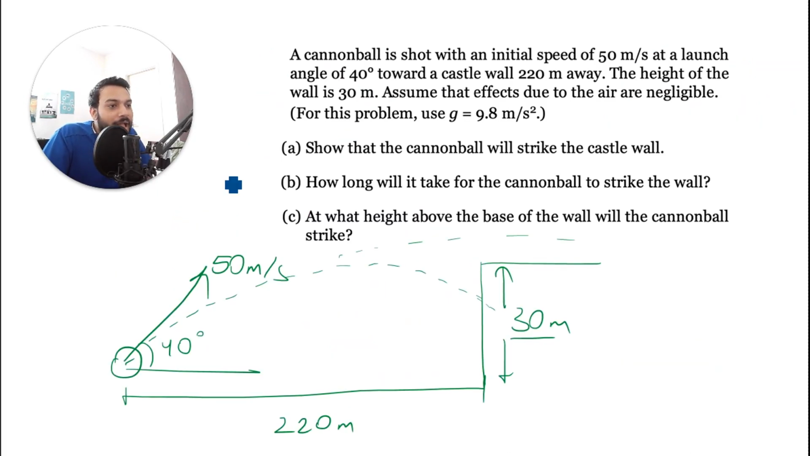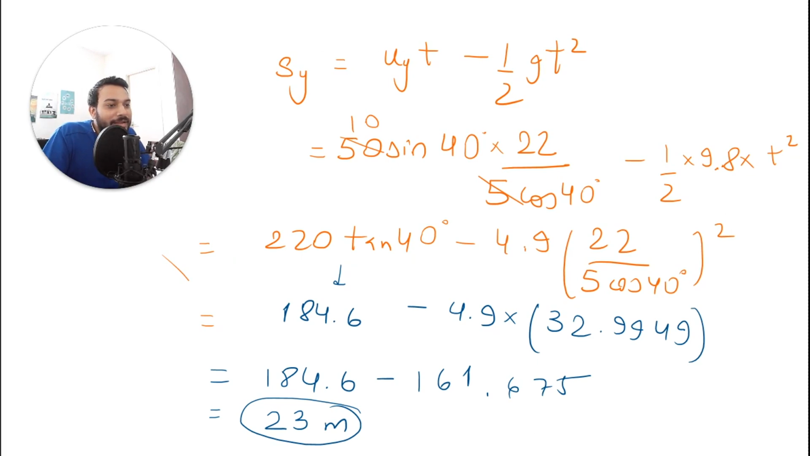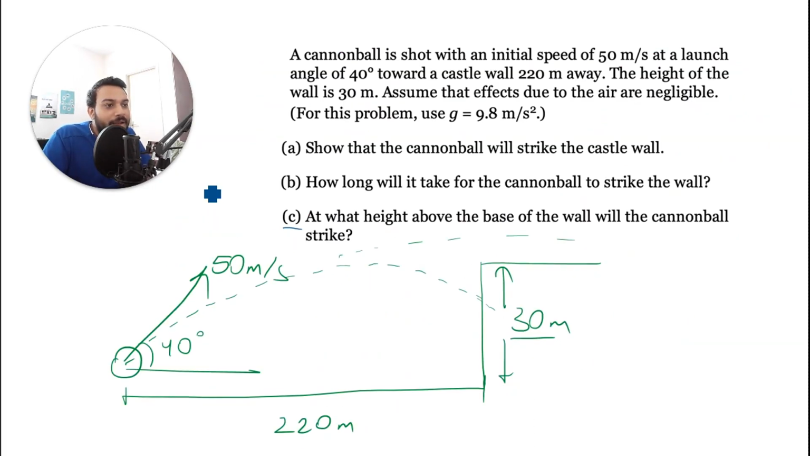The second one: at what height above the base of the wall will the cannonball strike? Absolutely perfect. We've already solved for that. It's approximately 23 meters. See, this is the magic of solving in the right way right from the start. So we took the right approach, and that is why we were able to solve all three parts at once, because they have given the parts in that way only. The question was pretty interesting and a bit calculation intensive, so make sure you don't make any calculation mistakes here.